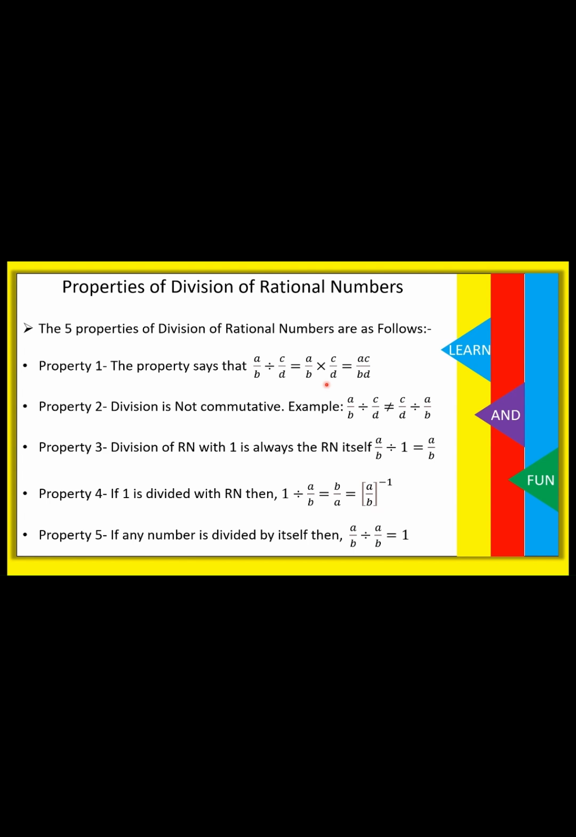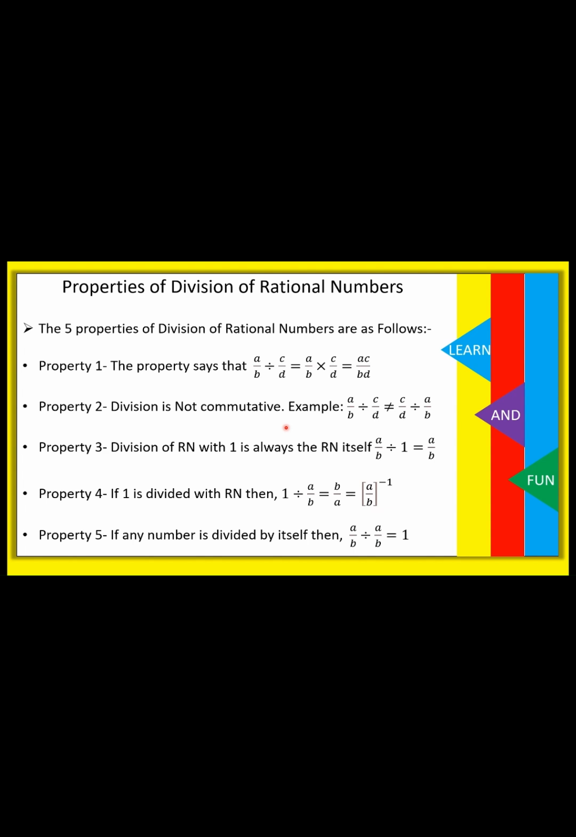Second property: division is not commutative. So the example of property 2 is a/b divided by c/d is not equal to c/d divided by a/b. The meaning of commutative is that whenever we interchange the places of both terms, the answer will be the same. This happens in the case of multiplication and addition.